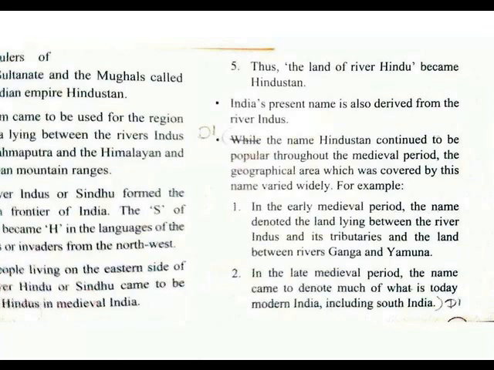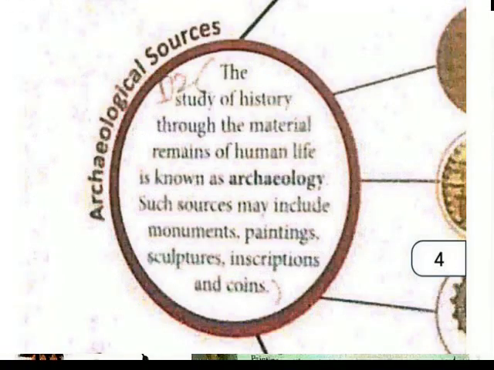Answer 1. The name Hindustan continued to be popular throughout the medieval period. The geographical area which was covered by this name varied widely. For example, in the early medieval period, the name denoted the land lying between the river Indus and its tributaries and the land between rivers Ganga and Yamuna. In the late medieval period, the name came to denote much of what is today modern India, including South.